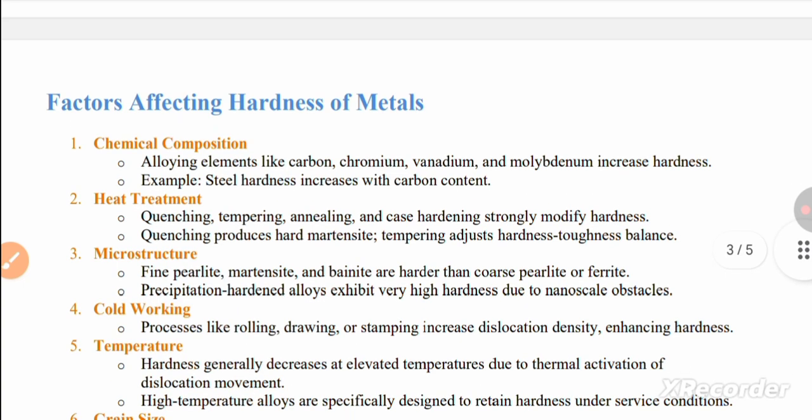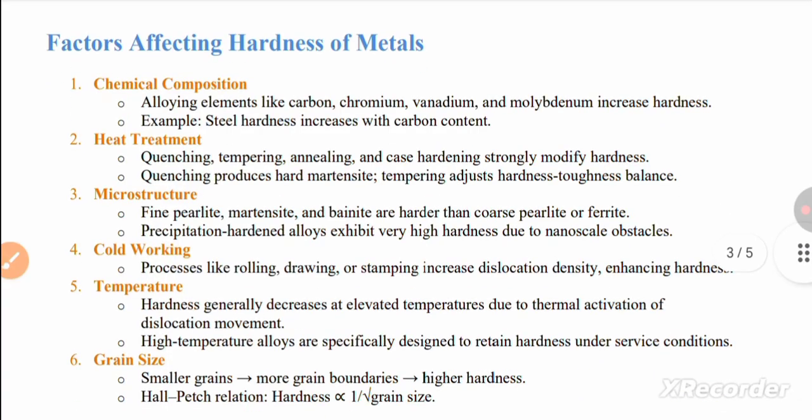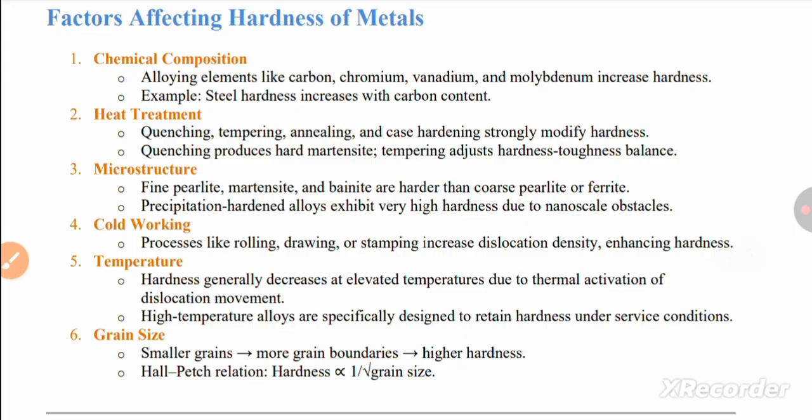The second factor is heat treatment. Quenching, tempering, annealing, and case hardening strongly modify hardness. Quenching produces hard martensite. Tempering adjusts the hardness-toughness balance. Then microstructure. Fine pearlite, martensite, and bainite are harder than coarse pearlite and ferrite. Precipitation hardened alloys exhibit very high hardness due to nanoscale obstacles.